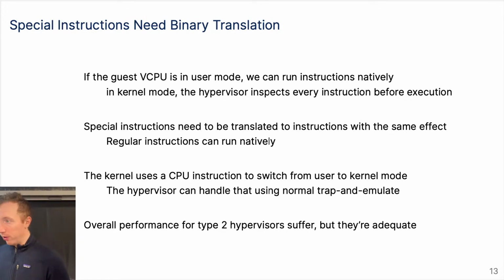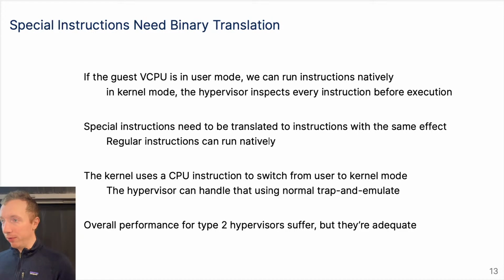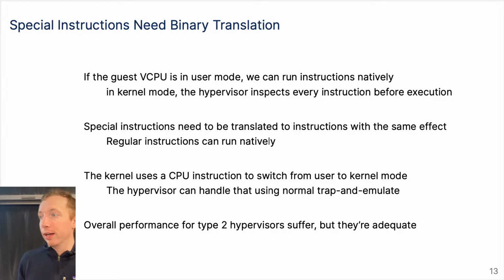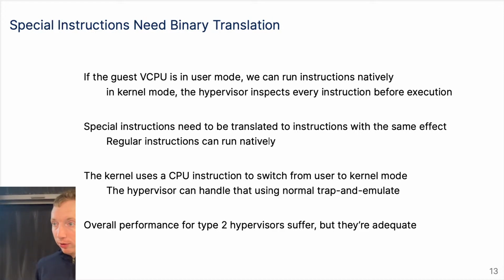So you would know this, so the kernel is going to use an instruction to switch from user mode to kernel mode. So you can capture that because that's a privileged instruction, so you can handle that with trap and emulate. And then you would know your virtual CPU is supposed to be in kernel mode. And then you can enable this binary translation. So instead of executing the instructions that should be running in kernel mode directly, you inspect them, check if they're a special instruction, and if they are, then you simulate it and then carry on.